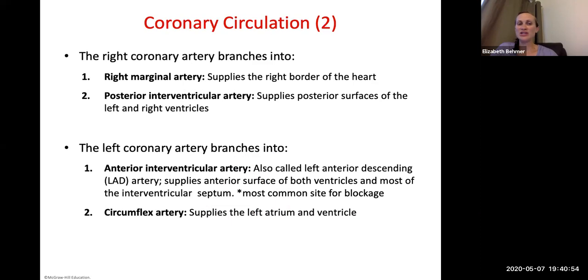So here are some branches of the right and left coronary artery. And again, the left coronary artery, this branch is the most common site for blockage. I don't think that's a test question. It's just something that you might come across in your clinicals or future careers as healthcare workers.